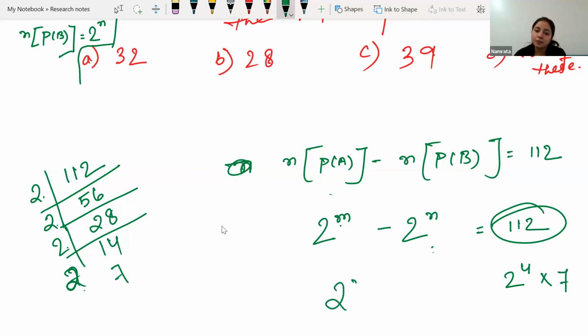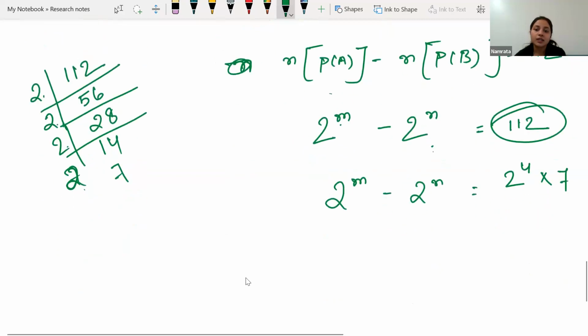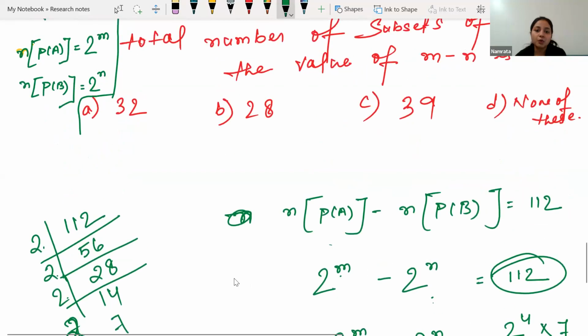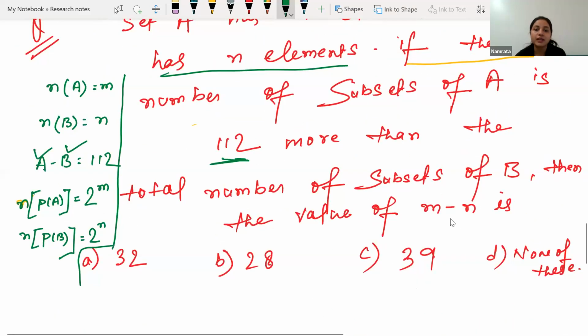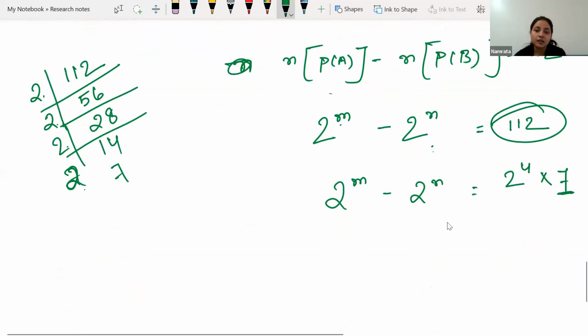Here we got 2 to the power m minus 2 to the power n is equal to 2 to the power 4 into 7. Now this 7 is there. What are we supposed to find? We are supposed to find m minus n. So if we take 2 to the power n common over here, then we will be able to write it as m minus n. Yes or no? Are you getting it?